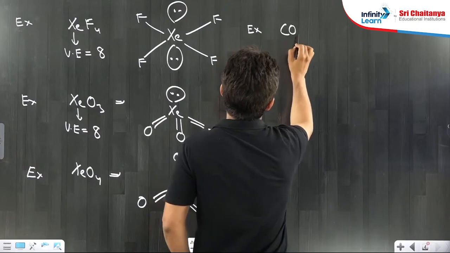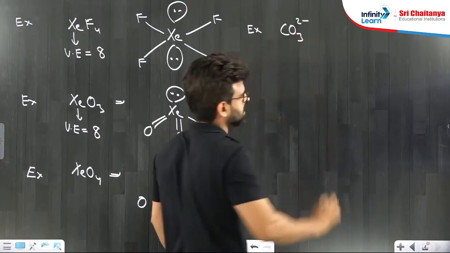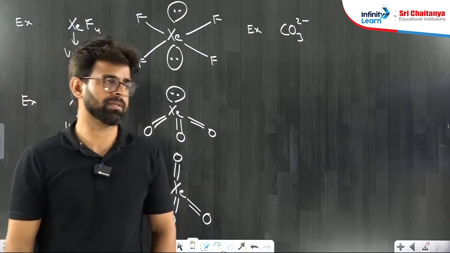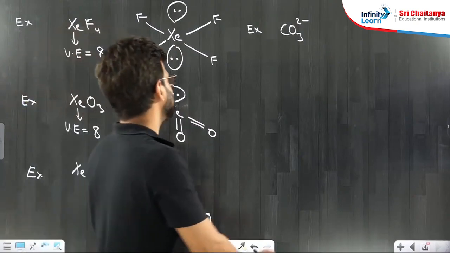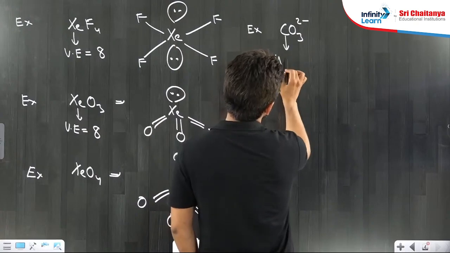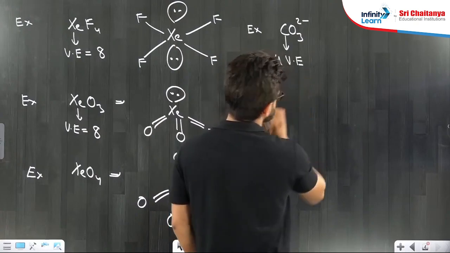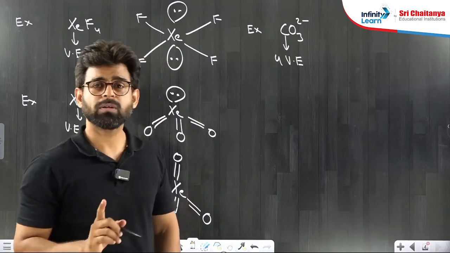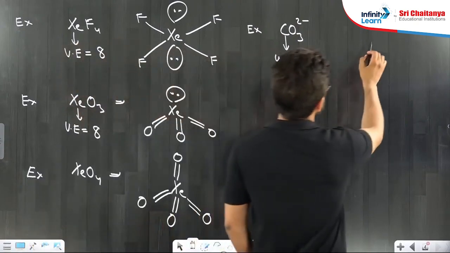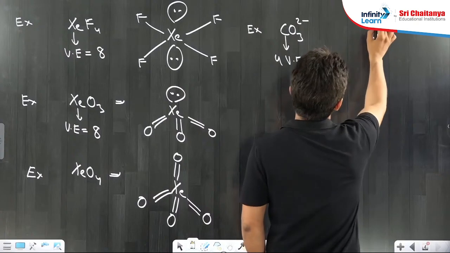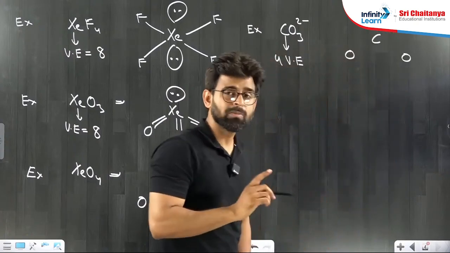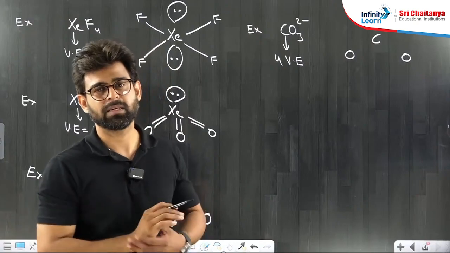Now, next thing I am taking here, we are having CO3 2 negative. I am taking some ions this time. Okay? We are taking here CO3 2 negative. Fine? You will see, tell me, carbon. Carbon has how many valence electrons? 4 valence electrons. Carbon has 4 valence electrons, fine, right? So, if I write here carbon as my center atom and I will write here surrounding atoms, and how much charge is present? 2 negative.